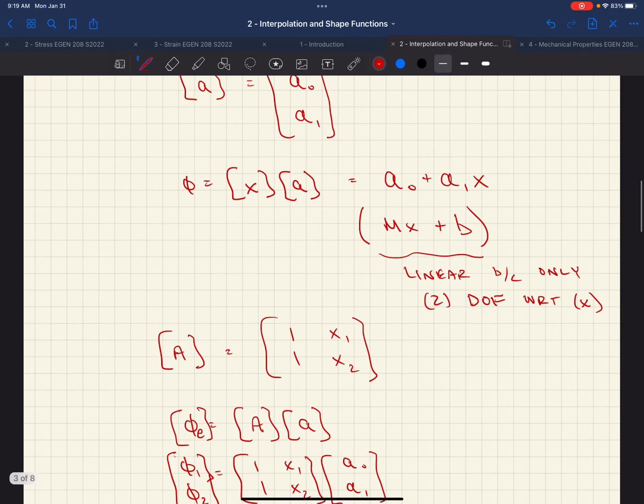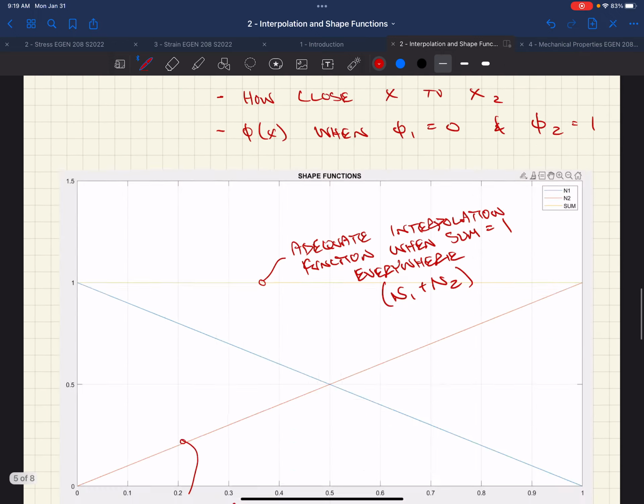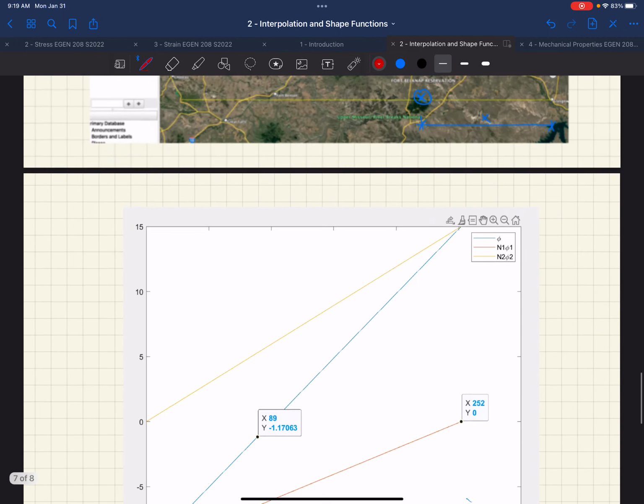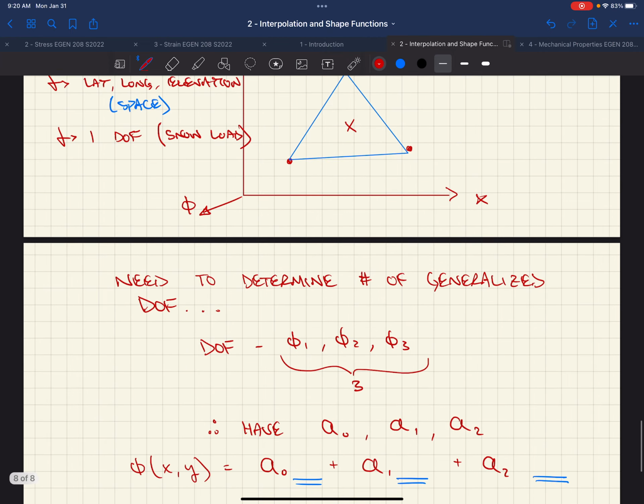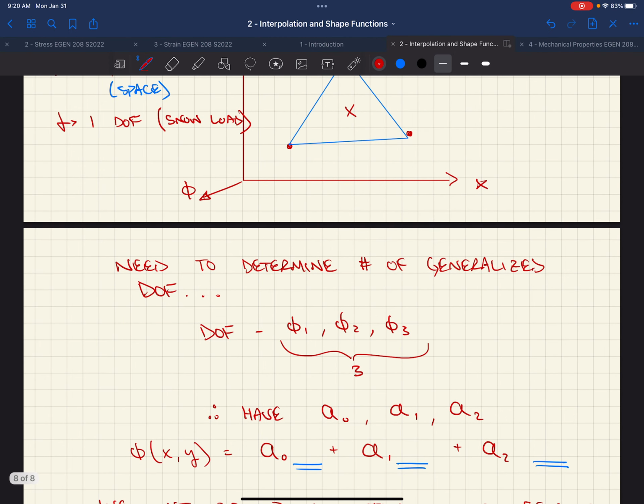In this case, though, we don't have just x. We might have something of 2 spatial variables. Well, we're stuck with these 3 generalized degrees of freedom, so we only get 3 terms to express in terms of our spatial variables, right?